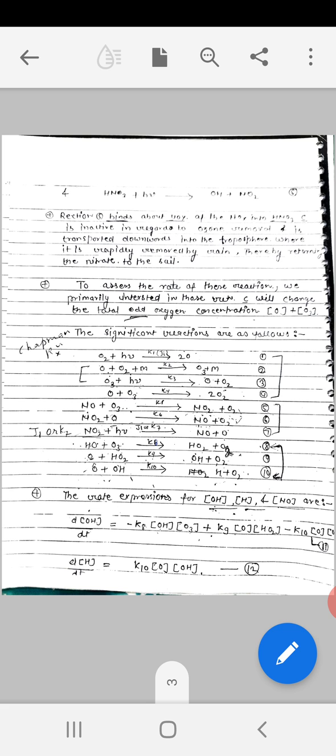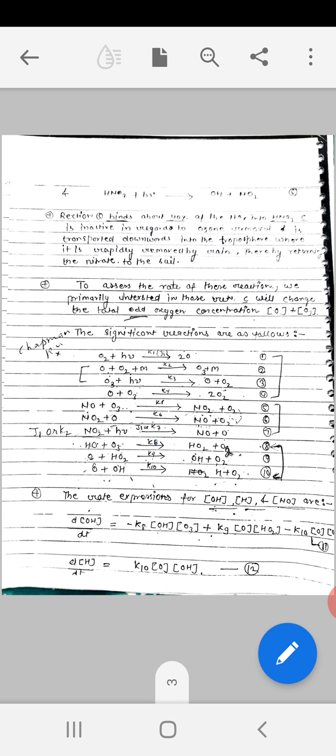The rate determining expressions for OH, H and NO: all these are intermediate species. First is the rate of formation of OH ions. देखो OH ions कहाँ कहाँ पर बन रहे हैं. OH ions बन रहे हैं आपके 9th स्टेप के अंदर. ठीक है, 9th स्टेप के अंदर बन रहे हैं, 10th में रिमूव हो रहे हैं और 8th में रिमूव हो रहे हैं. तो 8, 9, 10 ये तीनों इक्वेशंस यूज होंगी टू शो द कंसंट्रेशन ऑफ OH ion.